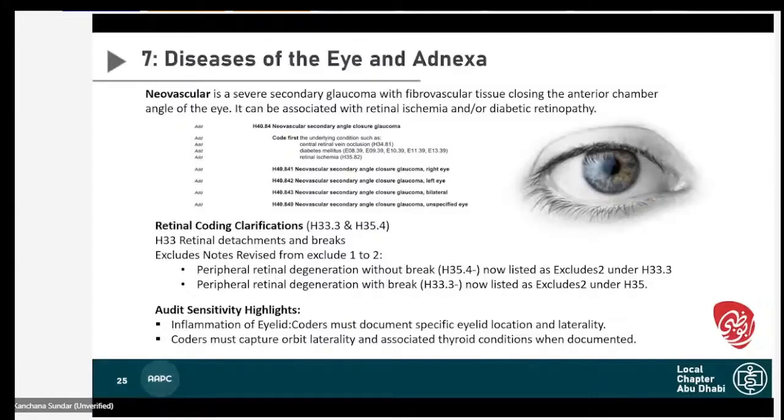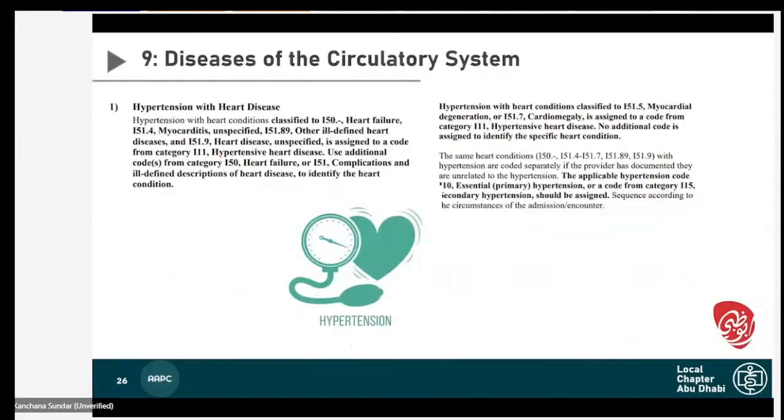So that's all for the I chapter. And we are almost more than half away now. So diseases of the circulatory system, a very important change. I'll not say change, because change may trigger a question: is the relationship compromised moving forward with hypertension with heart disease? No, there is no change in that understanding, my dear coders.